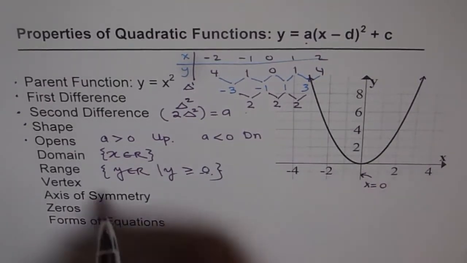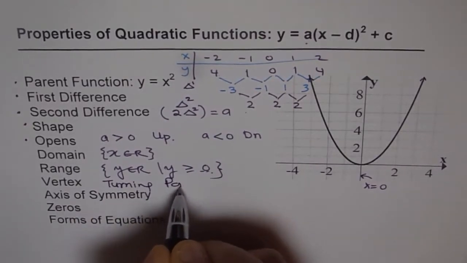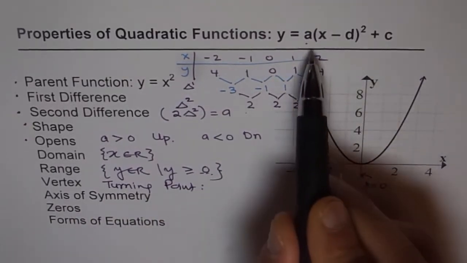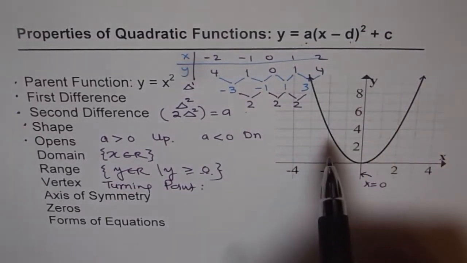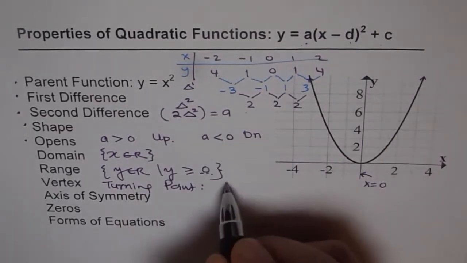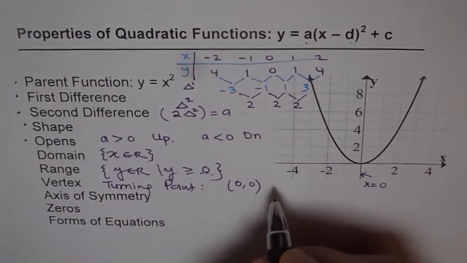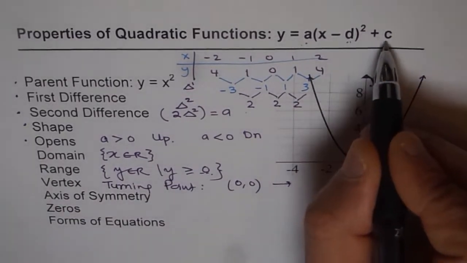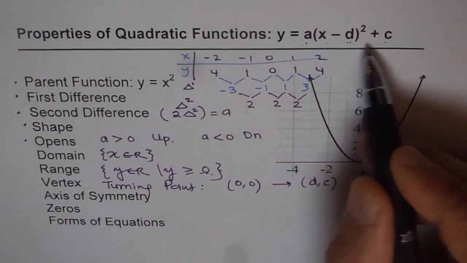Vertex. Vertex actually is the turning point. If you are given an equation in vertex form, you can read the vertex directly. For y equals x square, vertex is 0, 0, right? So it is 0, 0 for the parent function x square. But if you have a transformed function like this, then the vertex is (d, c), if we have it in vertex form.